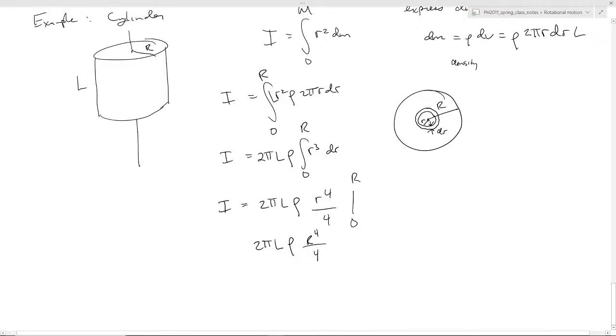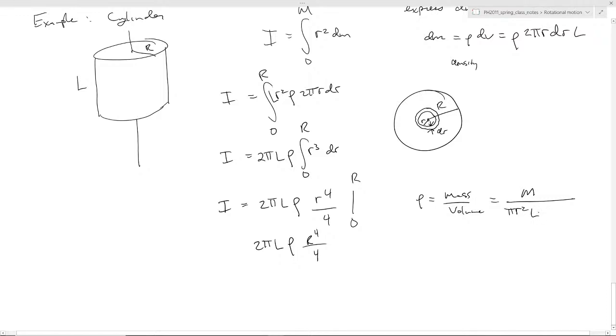We can simplify this by noting what density is in terms of the quantities that we know. The density is mass per volume, right? What's the mass? The total mass will just be capital M. The volume, what's the volume of a cylinder? Not 2 pi, pi r squared, the area, times the length.